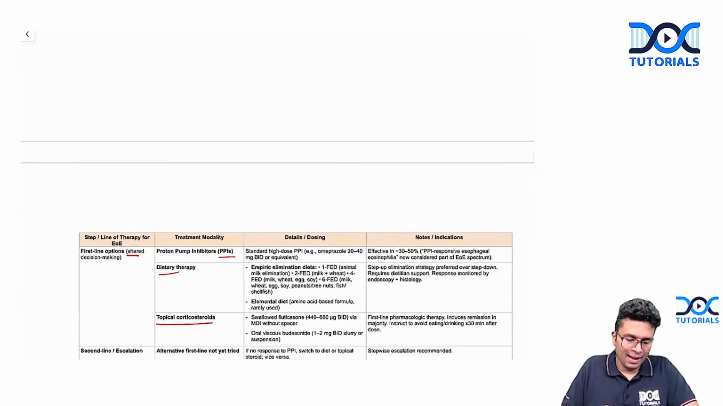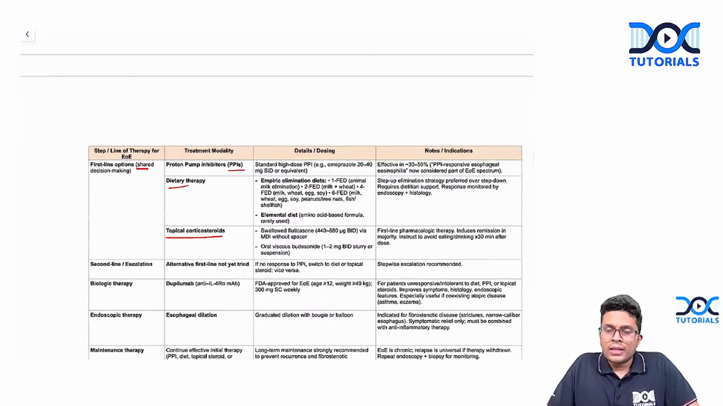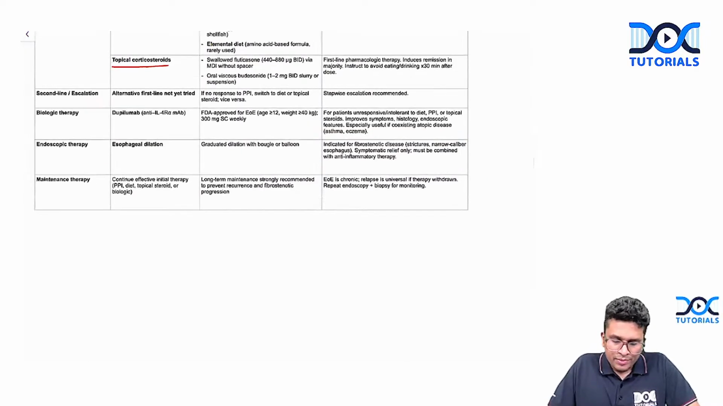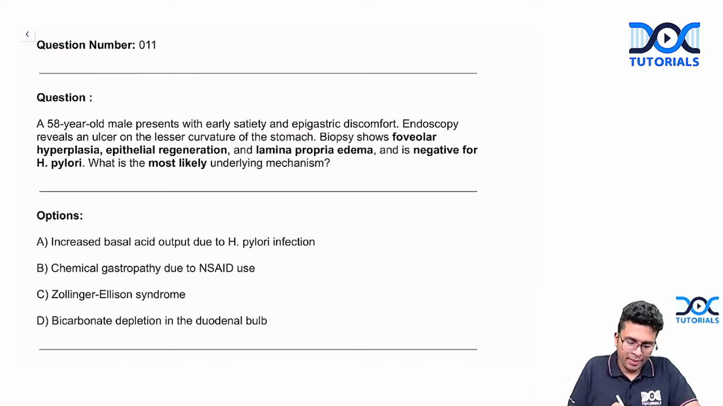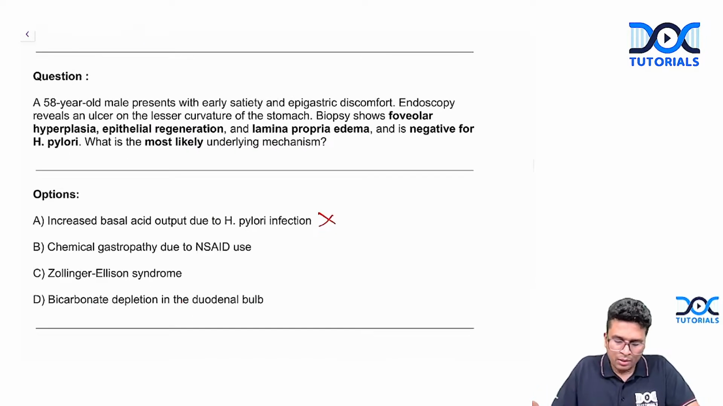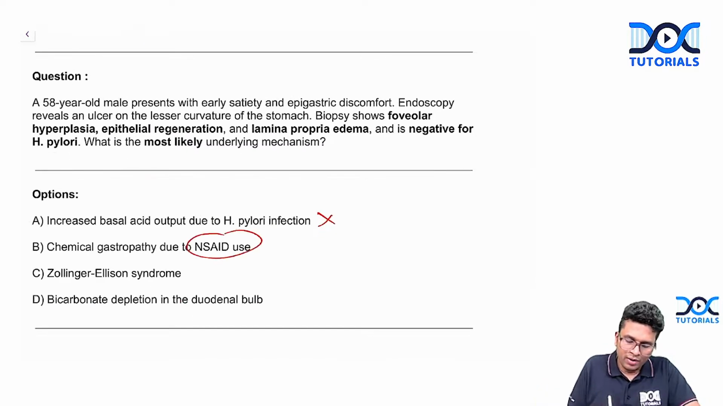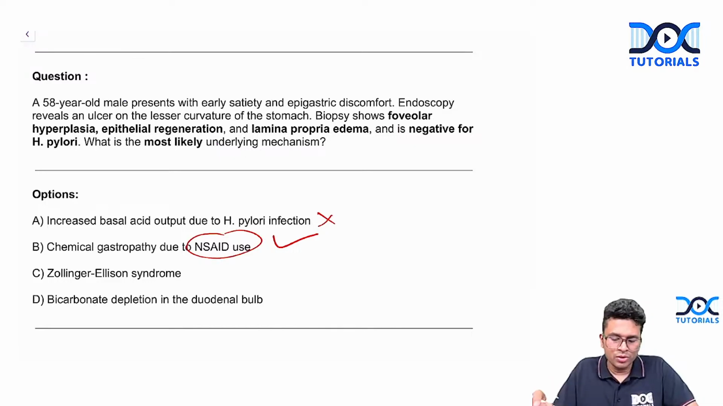Now question number 11. A 58-year-old male presents with early satiety and epigastric discomfort. Endoscopy shows an ulcer on the lesser curvature of the stomach. Biopsy shows foveolar hyperplasia, epithelial regeneration, and lamina propria edema, and is negative for H. pylori. What is the most likely mechanism? Is it increased basal output due to H. pylori? Wrong. They've clearly told us H. pylori is not seen. Chemical gastropathy through NSAIDs is very possible because that's the one which presents with less inflammation but foveolar hyperplasia.